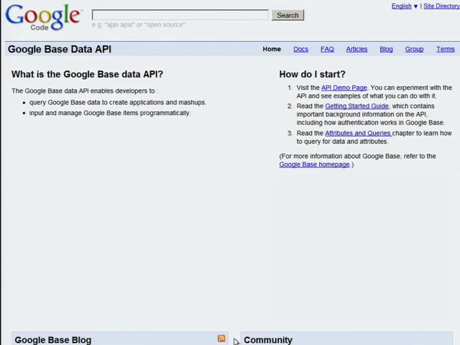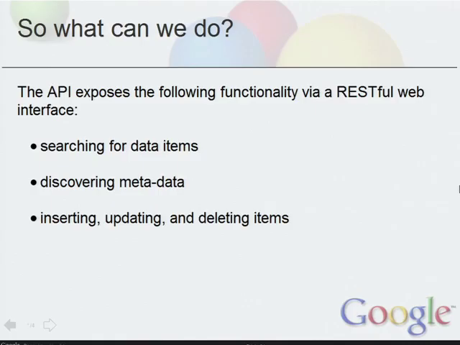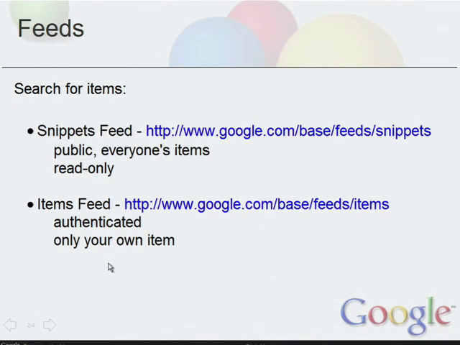That takes us to the Google Base Data API documentation, and I recommend checking out Getting Started. All right, so what can we do with the API? The API exposes the functionality of Google Base using a RESTful web interface. You can search items, you can discover metadata and attributes of an item, and then you can insert, update, and delete items. There are a few different types of feeds worth talking about here.